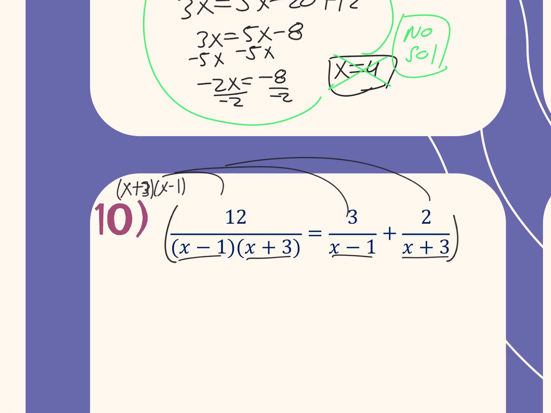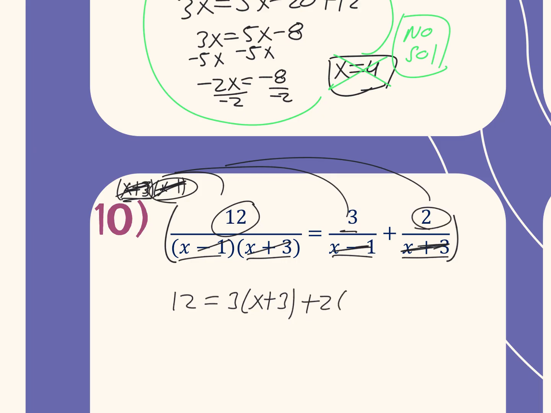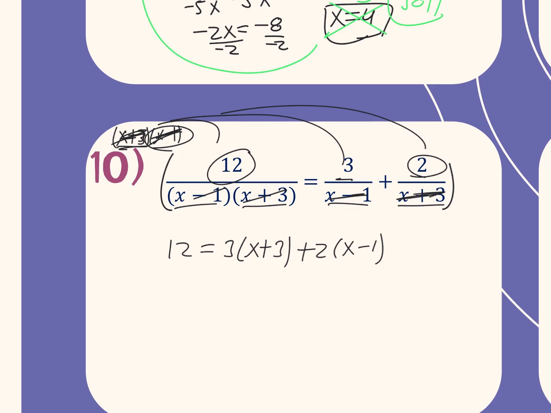When I distribute that everywhere, the x minus 1 and the x plus 3 cancel out over here, leaving us with just the 12. The x minus 1 cancels over here, leaving us with just the x plus 3 and the 3. So it equals 3 times x plus 3. And then the x plus 3 and the x plus 3 cancel, leaving us with the x minus 1 and the positive 2. So it's going to be a plus 2 times x minus 1.